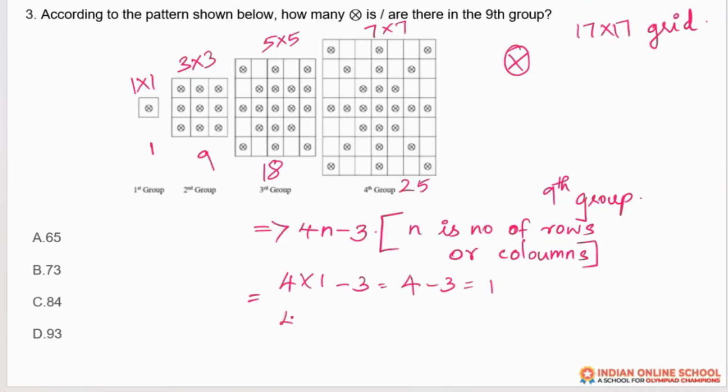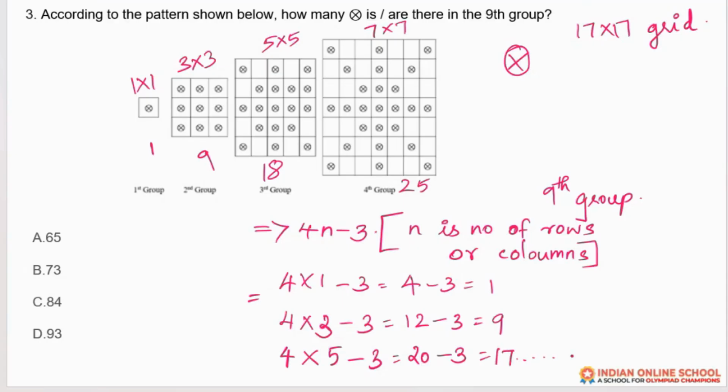For the second one, when we apply 4n minus 3, here n is, sorry, next one is 3 only, because it is a 3 by 3 grid only, correct? So here 4 into 3 minus 3, which is equal to 12 minus 3, which is equal to 9. We get the number of symbols here as 9, correct? Coming to the third one, this is a 5 by 5 grid only, so 5 rows are there. So here we will get 4 into 5 minus 3, correct? So here 20 minus 3, which is equal to 17. So this will go like this only.